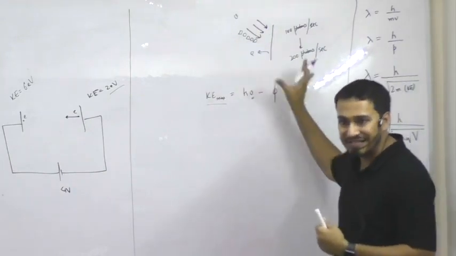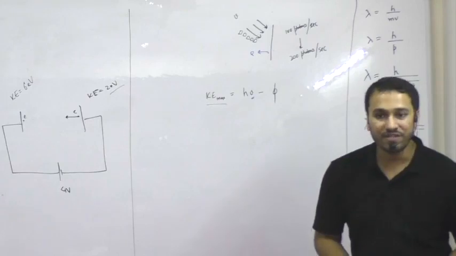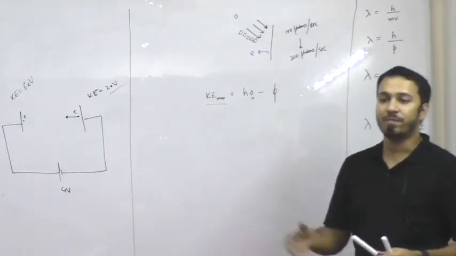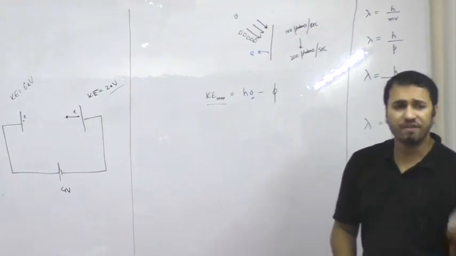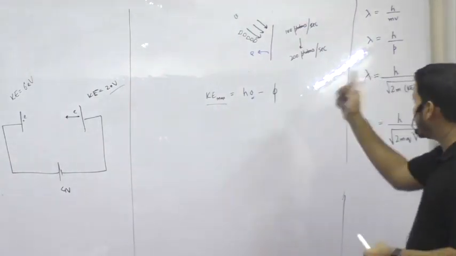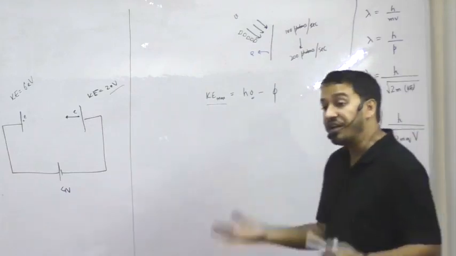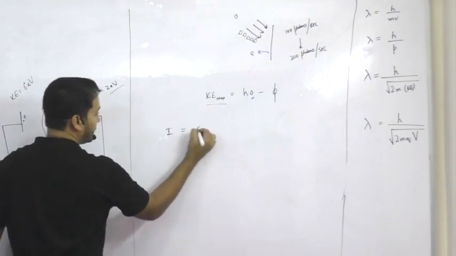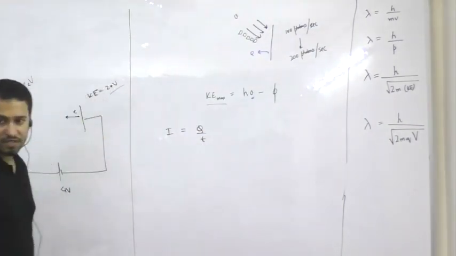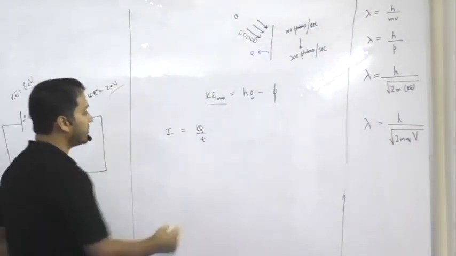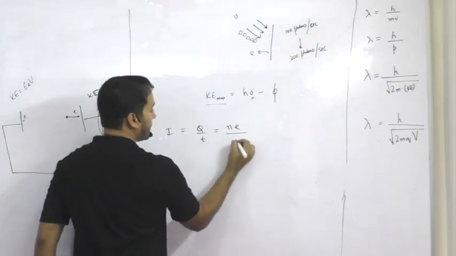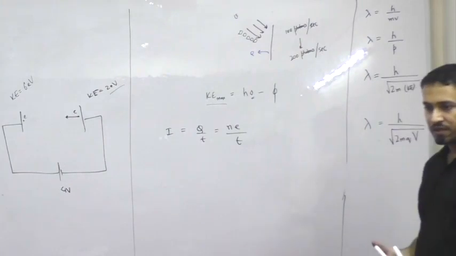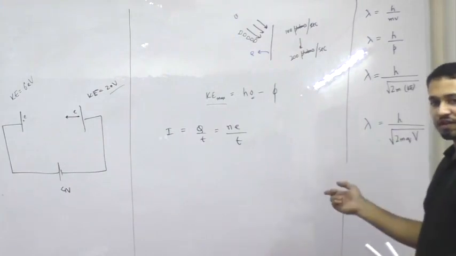When I increase intensity, I'm not changing the frequency. What am I doing? I'm increasing the number of photons per second. The frequency remains same. So what is affected? If I increase the intensity of light, what happens is the current increases. Because current is what? Current is charge by time. And what is charge? Charge is basically the number of electrons which are carrying the charge. Right? N into charge of one electron upon T.